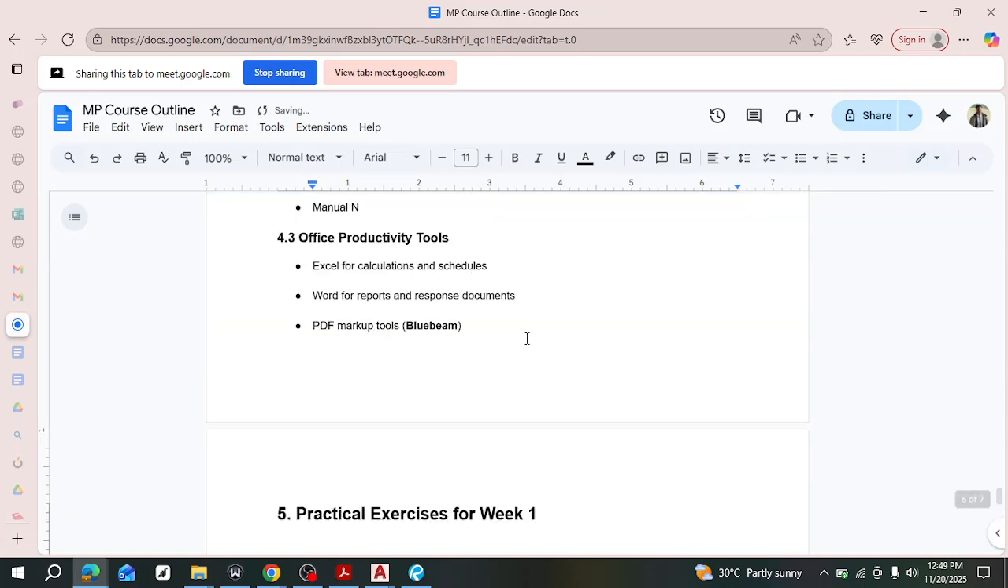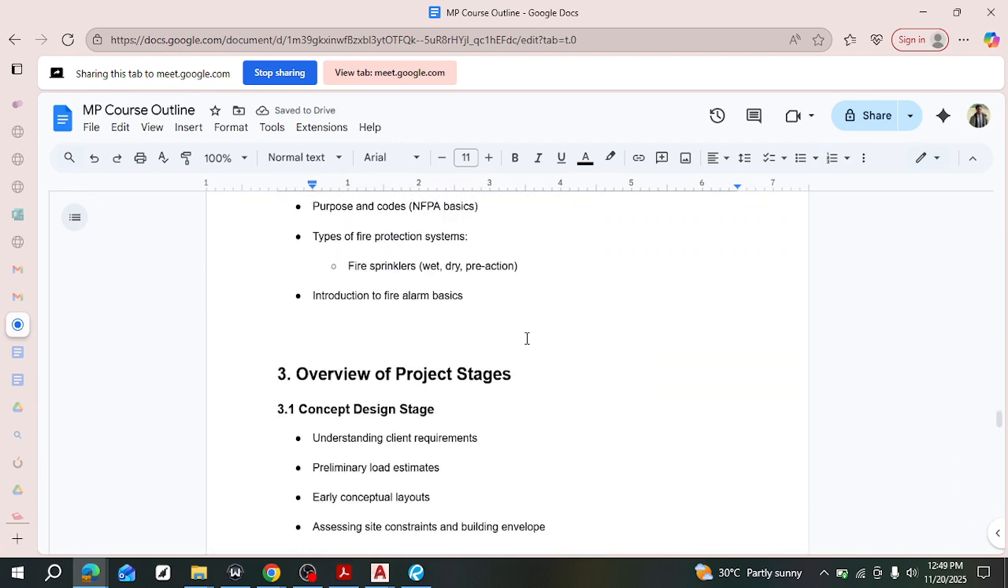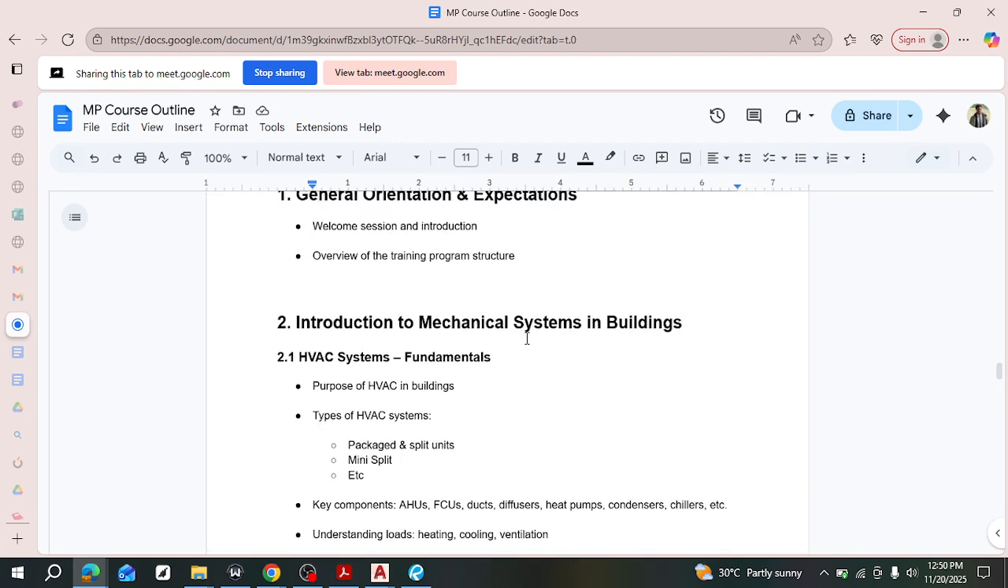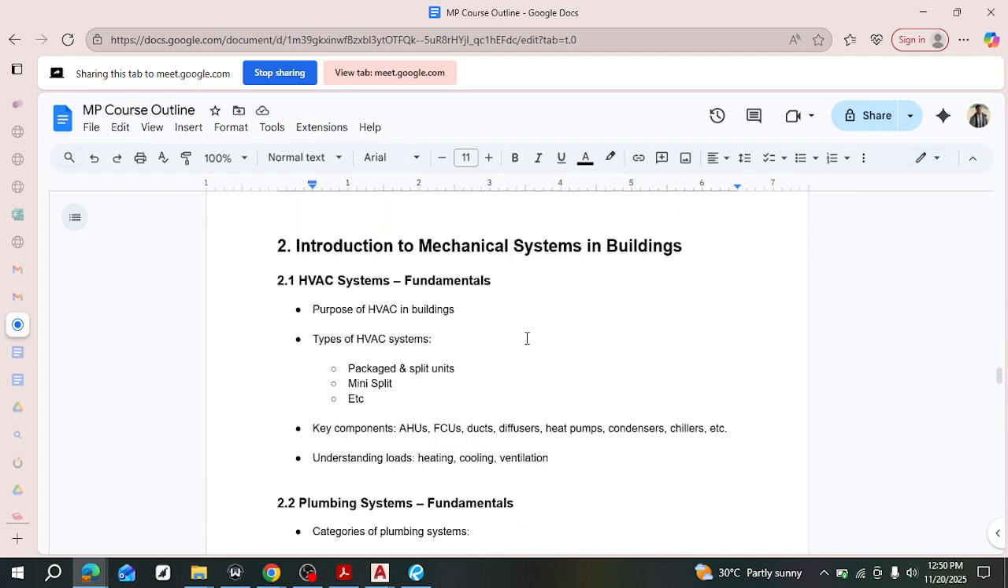Probably packaged would be, for example, this window unit, which has everything, the compressor, the condenser, all in one. That's basically what I'm saying. Packaged is just like an AC, because you know that a window AC is like a box. One part of it is inside, and the other is directly outside.